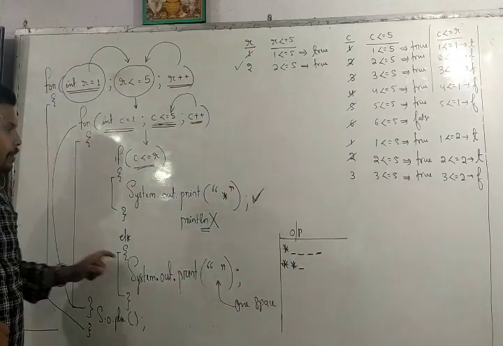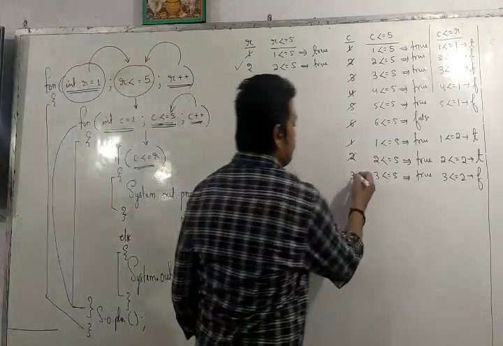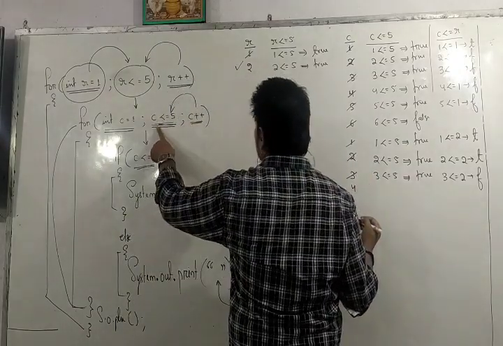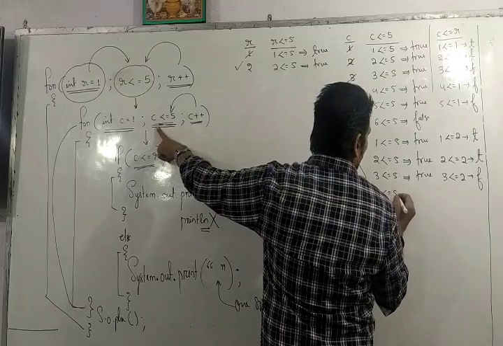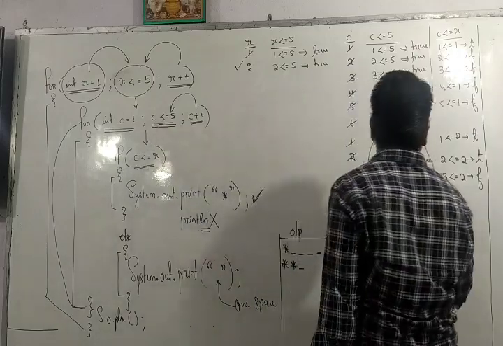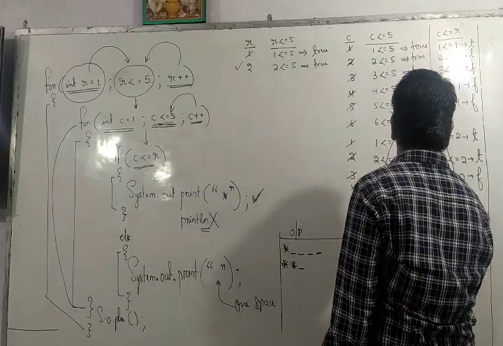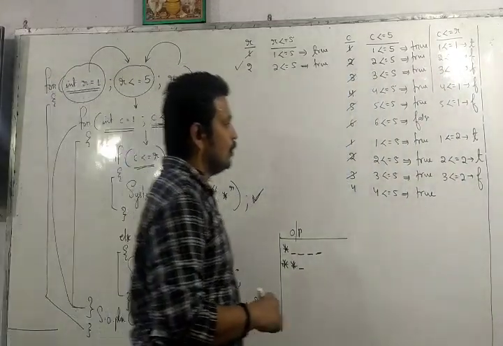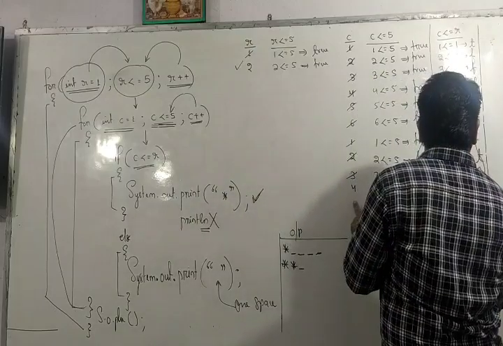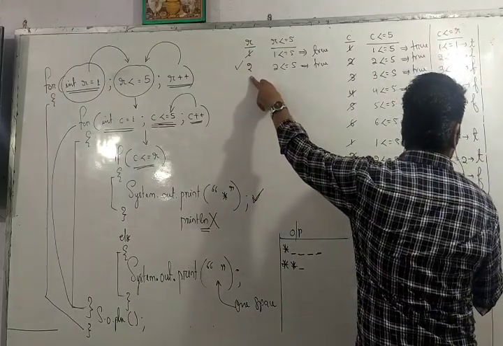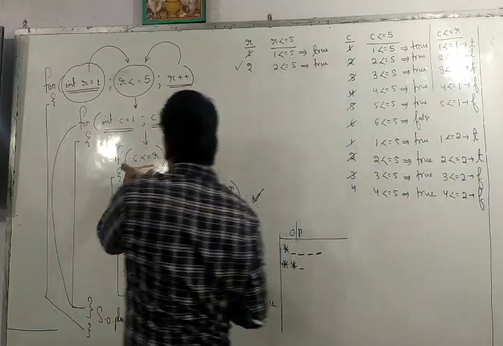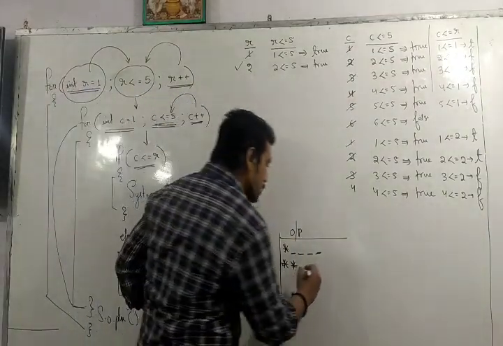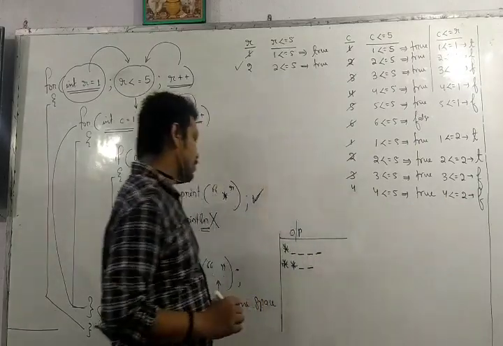Then again C++. C is 4. 4 is less than or equal to 5. Yes, true. If it is true, again it checks C less than or equal to R. What is C? 4. Is 4 less than or equal to R? R is 2. It is false. If it is false, the control will go to the else part and display one space here.